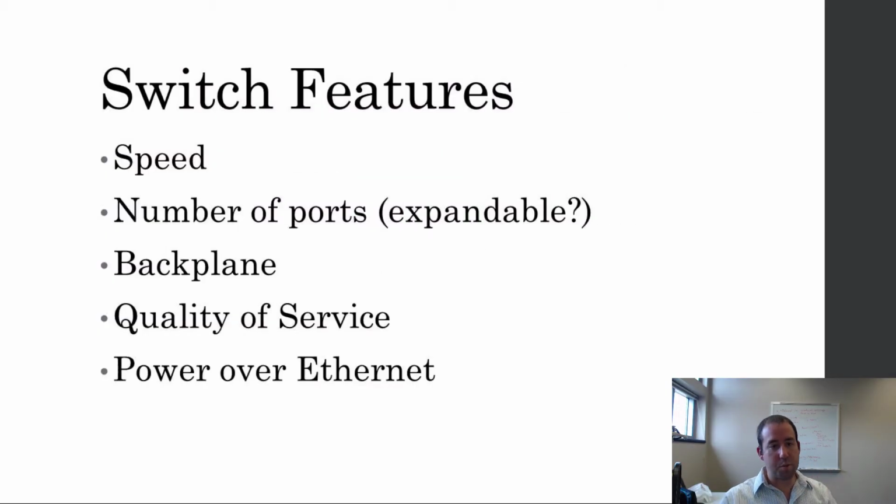So switch features. Speed, like I said, that's going to be important. You're probably going to be looking today at least at 1 gigabit, if not 10 gigabit switches. The number of ports: you might be able to expand the number of ports. You might start with 16 and decide that later on you need to add another 16 and get 32. So you want to look and see if you can expand the number of ports that are available to you. Or, if you can't expand it, then you've got to buy another switch and connect the two switches to each other. Backplane, like I said, quality of service is one, and power over Ethernet. Those are two that we're going to talk about right now.